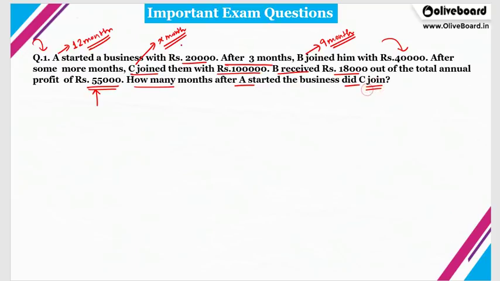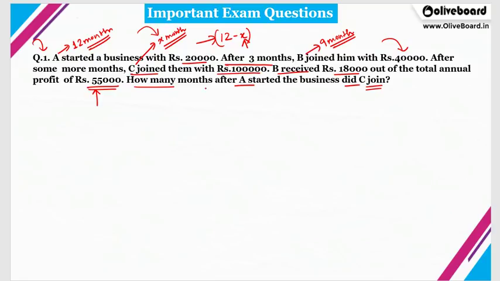So how many months after A had started the business did C join? I already know that C has invested for a period of X months. And if I am able to find this X value, I can directly say that the answer of this question will be 12 minus X, because X is the time interval for which C has invested, and since they are asking how many months after A has invested, that will be 12 minus X. So I have to find this 12 minus X value.